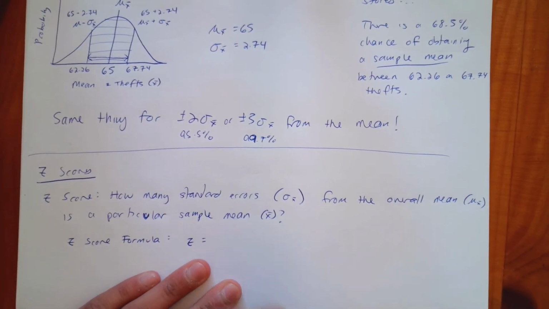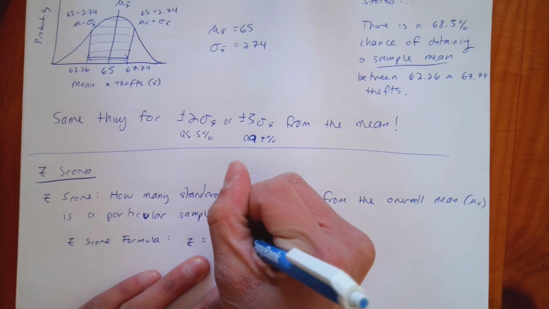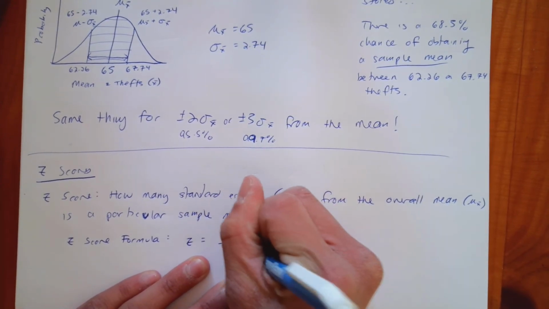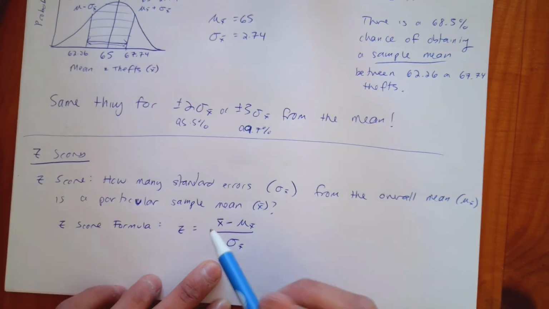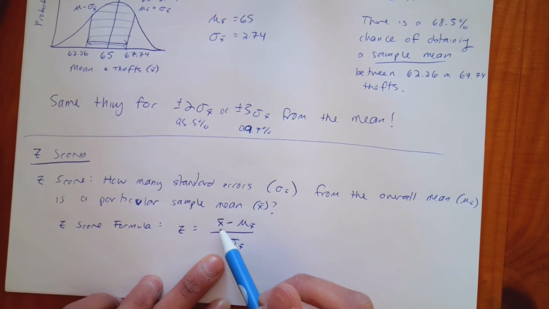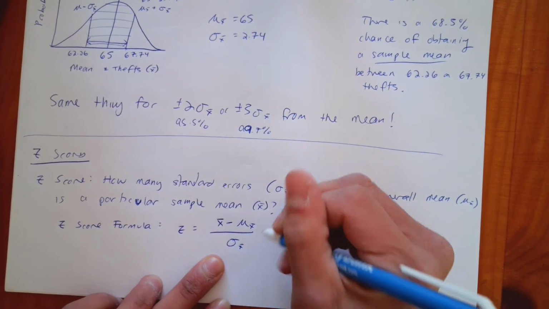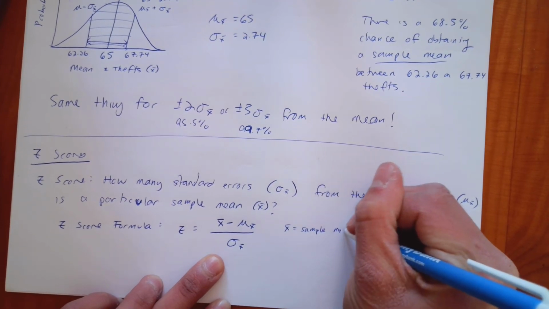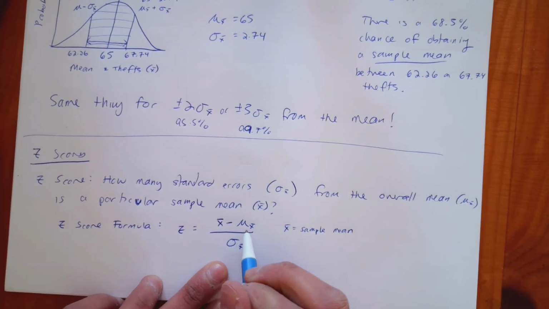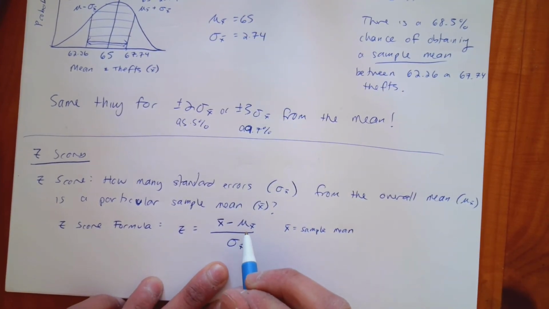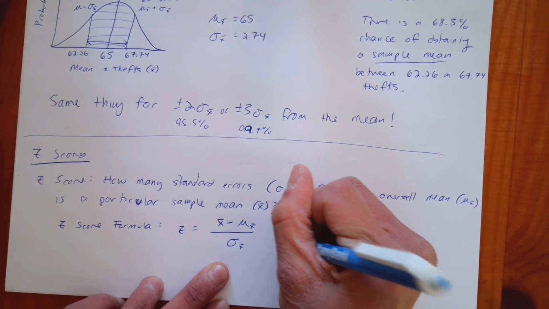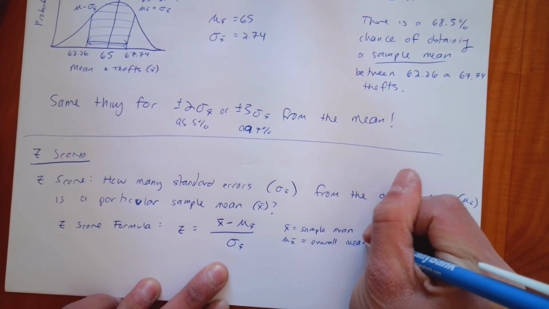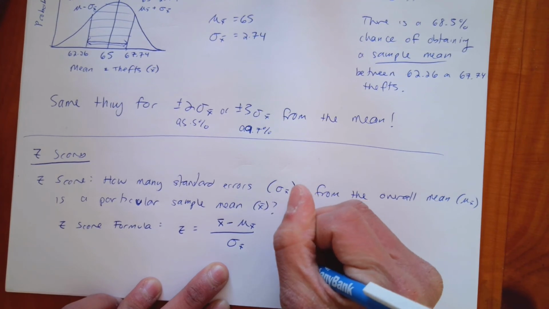So our z-score formula for a sampling distribution looks like this. Where we have x bar referring to our sample mean, we're subtracting our overall mean of the sampling distribution, and we're dividing by the standard error of the sampling distribution.